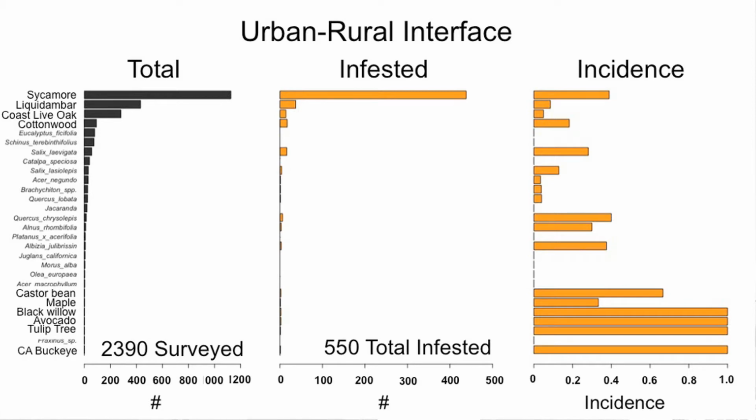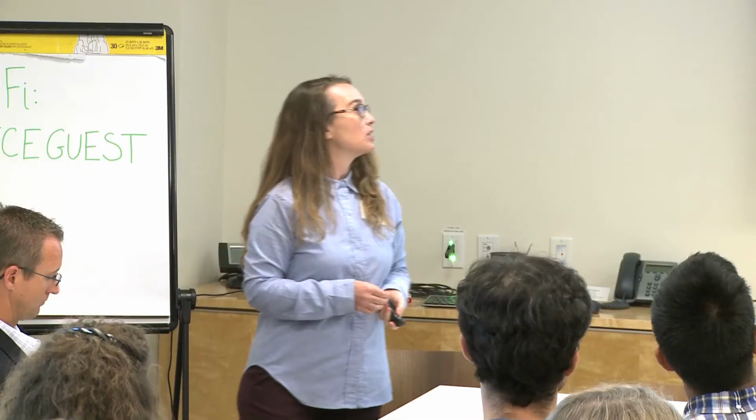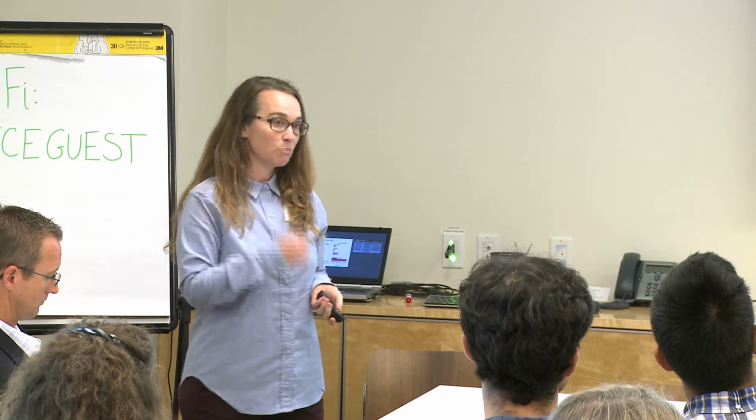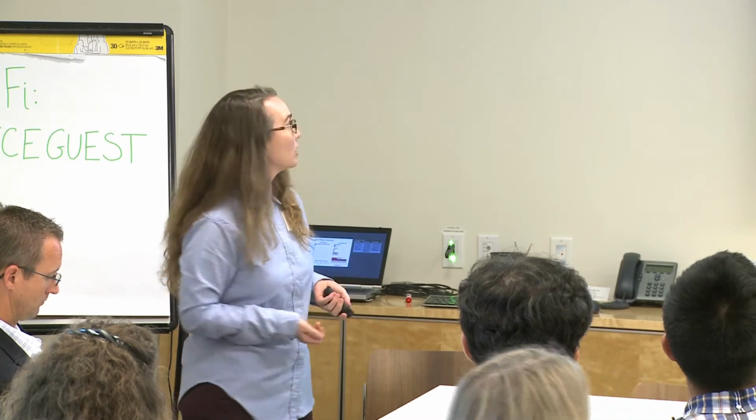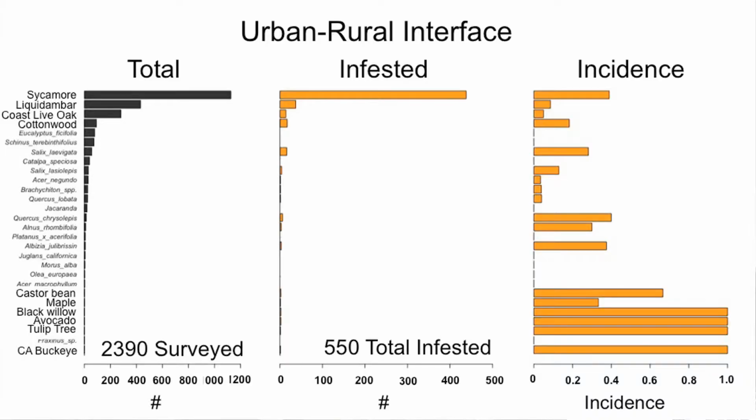The graph on the left is the total, the graph in the middle is the number infested, and the graph on the right is showing the proportion of trees for each species that were infested. And the interesting takeaway here is that there are a number of good reproductive hosts in the landscape. The sycamore is by far the most abundant and the most infected, which is that bar on the top. It's that top bar there.